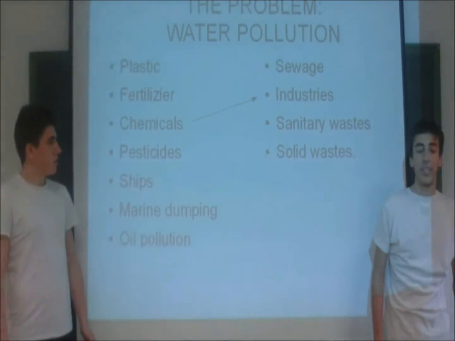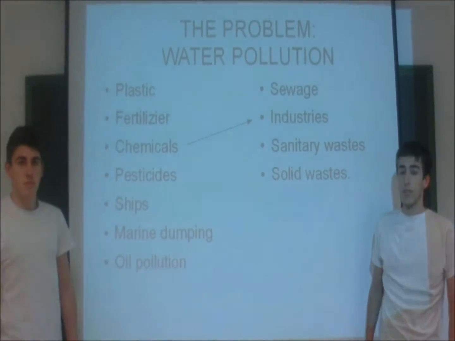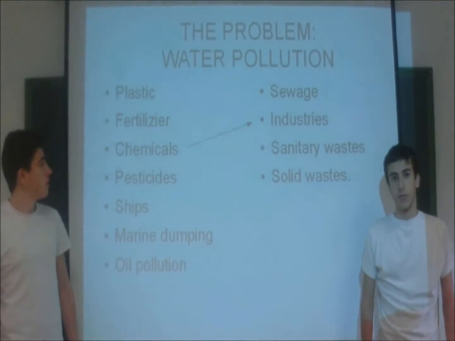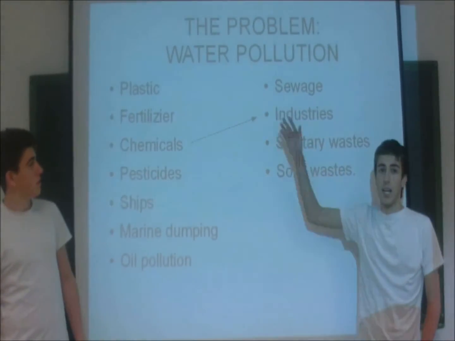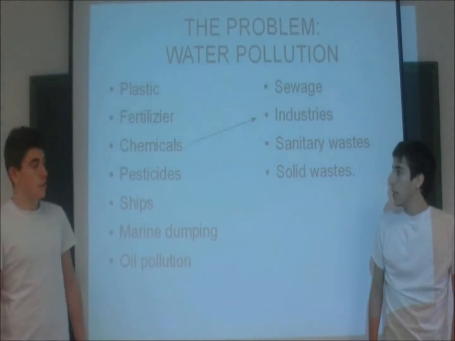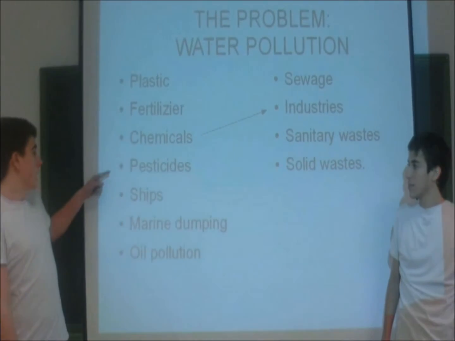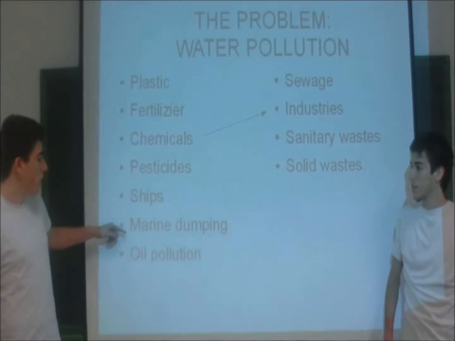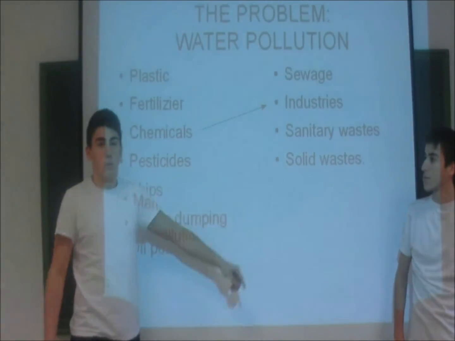Now that we know everything about water, it's time to think about why the water is polluted. First of all, humans throw lots of tons of trash into the ocean, like plastics, and also the industries make a lot of pollution in the water, like fertilizers and chemicals. And also human pollution like ships, marine dumping, oil pollution, sewage, sanitary waste, and solid wastes.